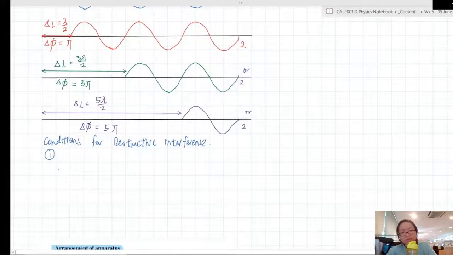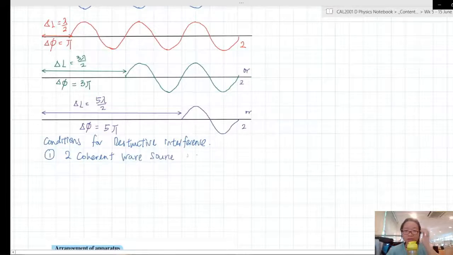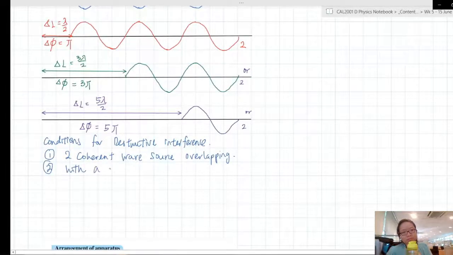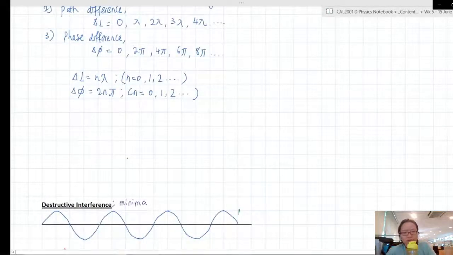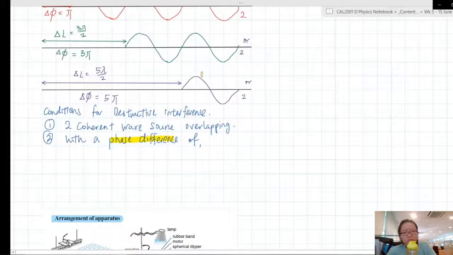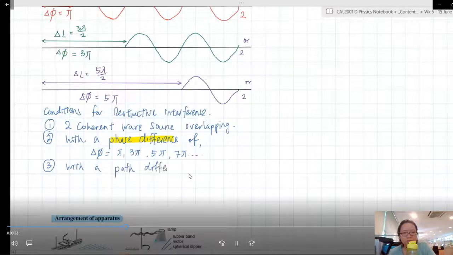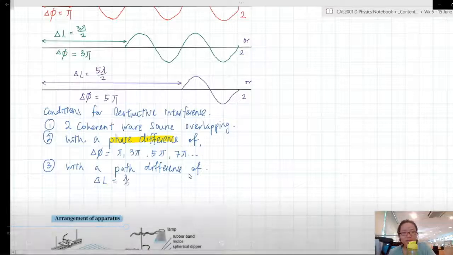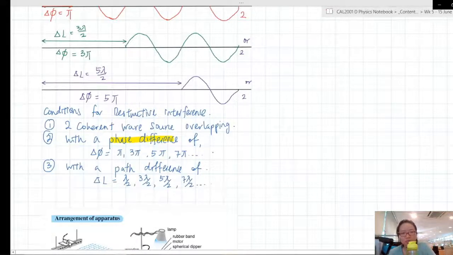Number 1, you still need 2 coherent waves overlapping. Because if my maximum always meets your minimum, then we cancel out all. Alright. Okay, so this one is with a phase difference of, you can see all the odd pi's. Okay, so this one is pi, 3 pi, 5 pi. Anyway, this one also will have a path difference of half cycles. So lambda over 2, 3 lambda over 2, 5 lambda over 2, 7 lambda over 2, ... You want to write the general equation, that will be (2n minus 1) pi, where n is 1, 2, 3. Okay, and then this one will be (2n minus 1) times lambda over 2.